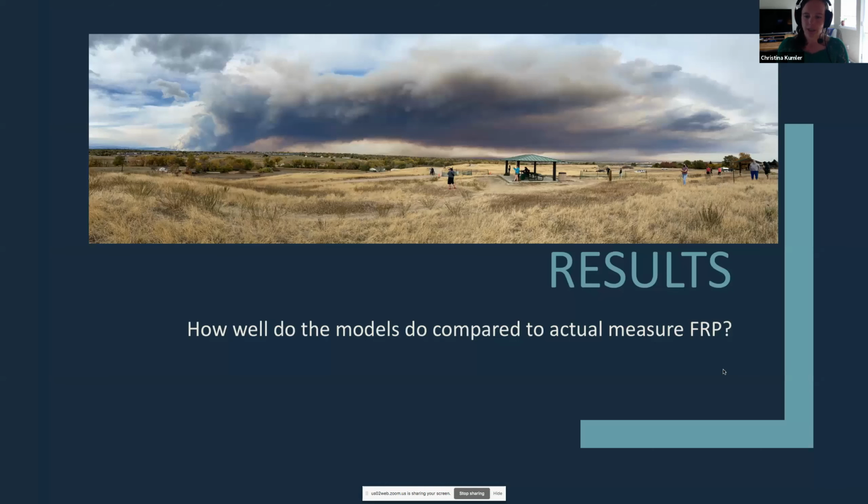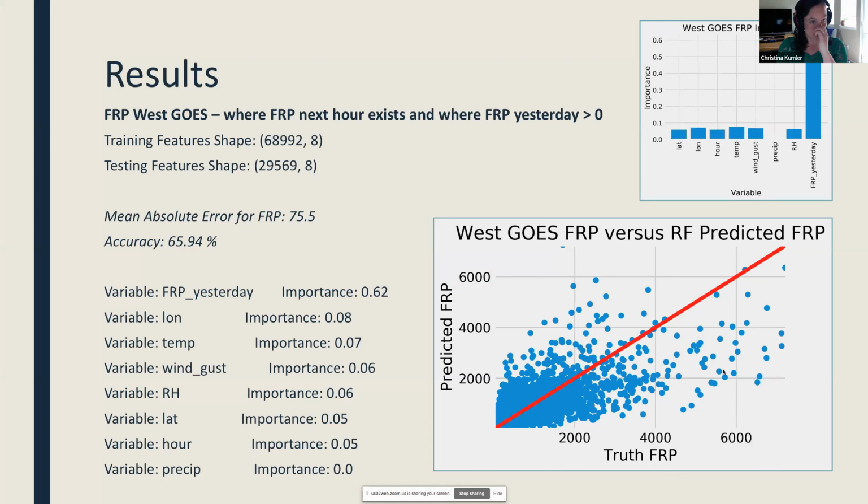So the results: how well did our random forest models do? The first model I'm choosing to share is a GOES FRP model trained just on the western states, where FRP needs to exist in the next hour and where FRP of yesterday had to be greater than 0. So it's not picking up the first day's FRP, but it is measuring next day FRP of a fire that's already burning. This left us with roughly 69,000 training samples and about 30,000 testing samples.